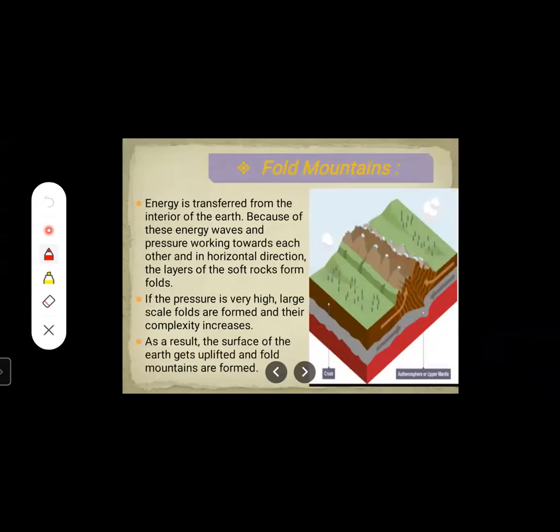See here. Now, how are fold mountains formed? If this question arises, with the diagram or with the activity, you will be able to write this answer, student. See here. Energy is transformed from the interior of the earth.